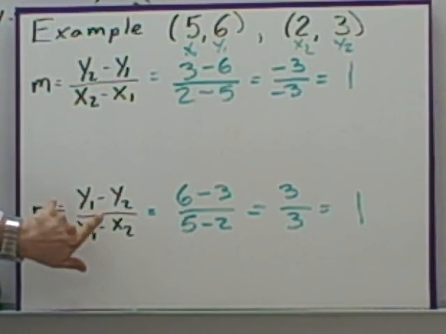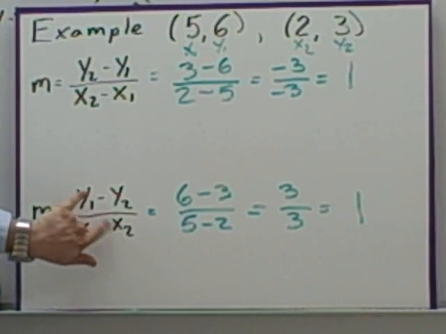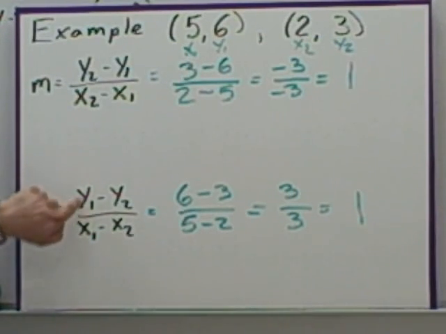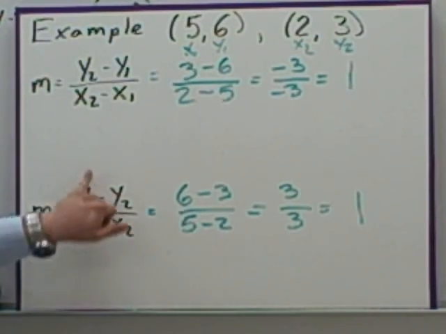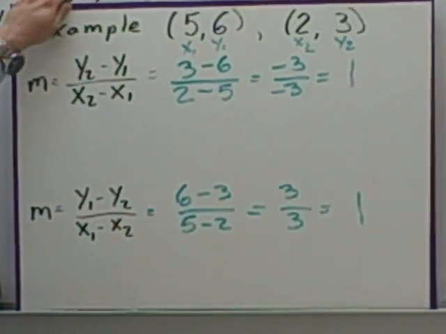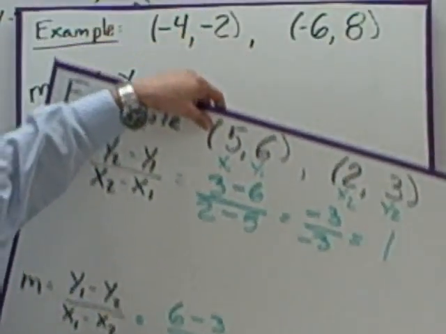You don't want to flip-flop the x and y value. You've got to keep them vertically aligned. If you have y1 over x2, it's not going to work. You've got to keep these coordinates vertically aligned. The same numbers from that same coordinate are vertically aligned.